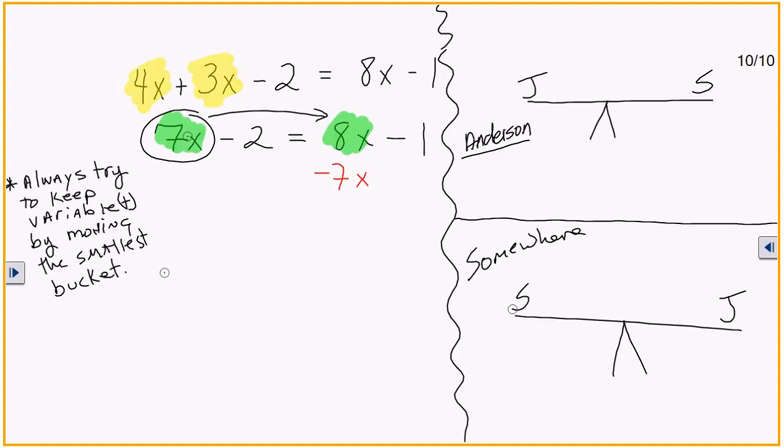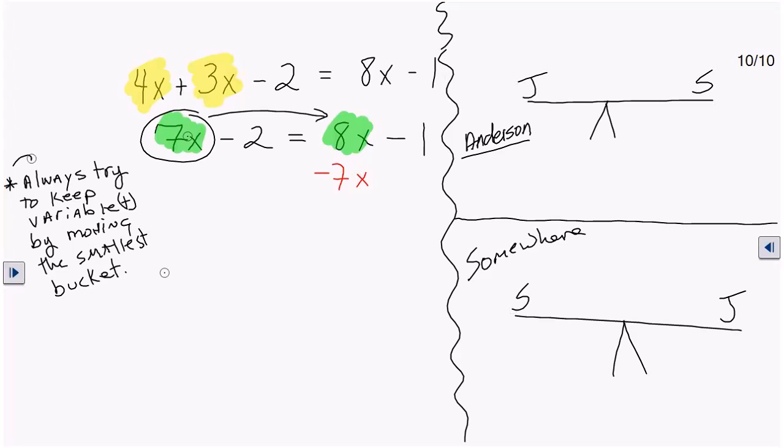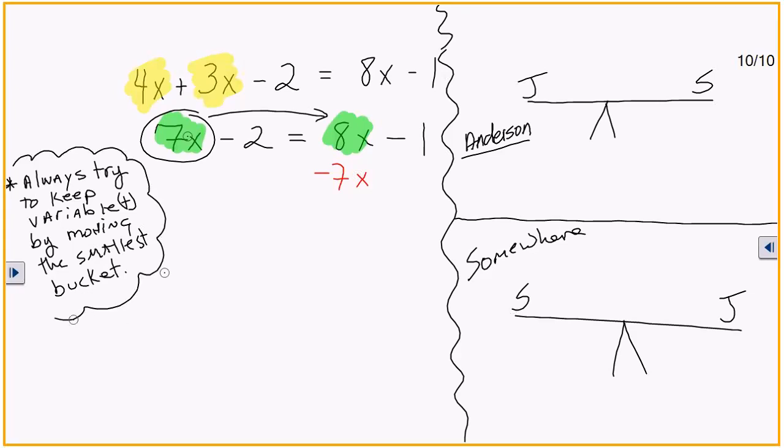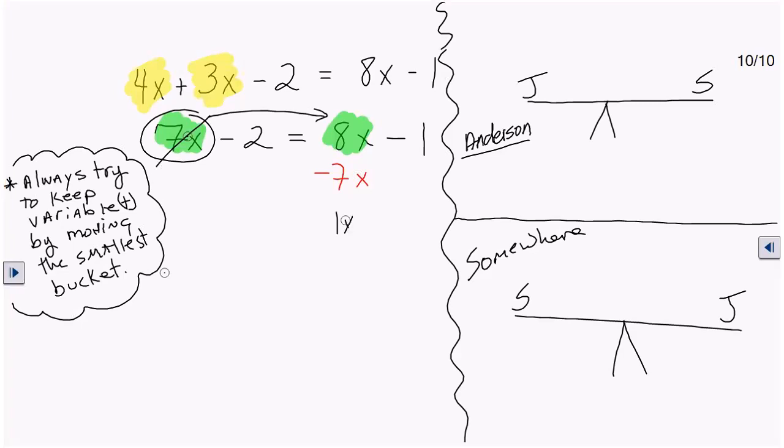So if you go to Denver, Colorado and visit family and your kids get on the seesaw, then they have to get on the same side in Colorado as they did in Anderson. That makes no sense whatsoever. So, with that being said, I'm going to keep my variable positive by moving it to the biggest side. Okay? And that goes out, and that leaves me with a positive 1x.